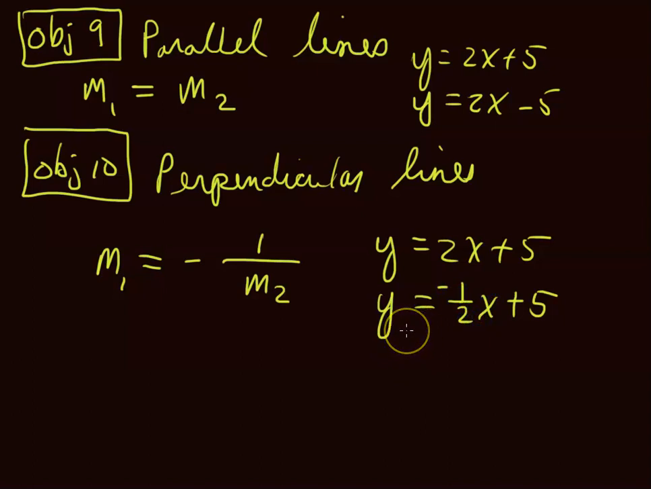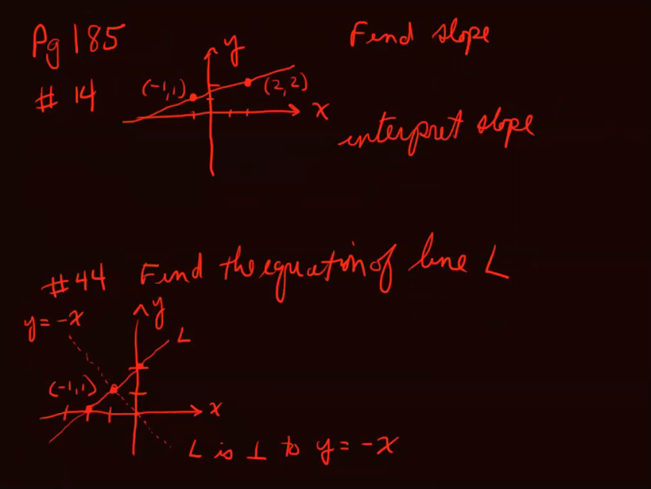So, you want to do some examples? Let's see. Now for some examples, I've already drawn these out because it takes a little time to draw it carefully. But we're looking at page 185, number 14 first. Here's the drawing you're given. You're supposed to find the slope and then interpret the slope.